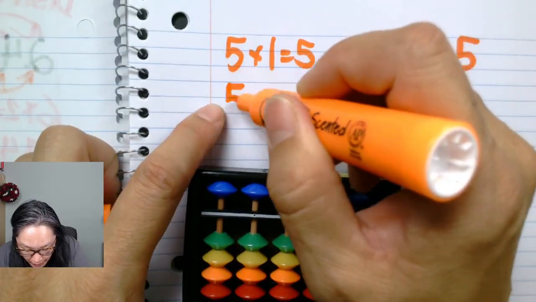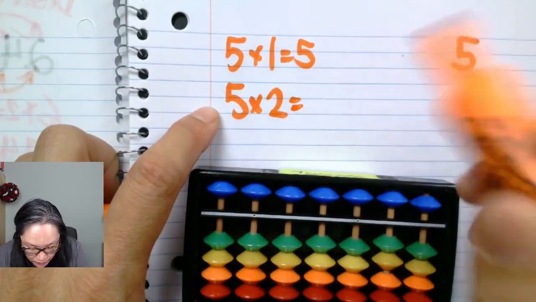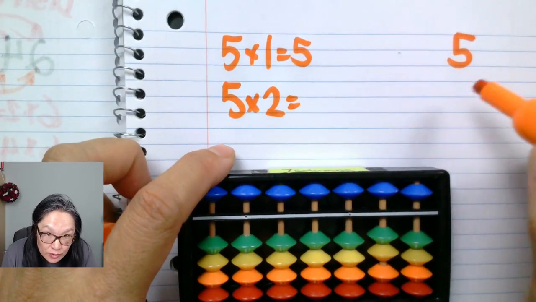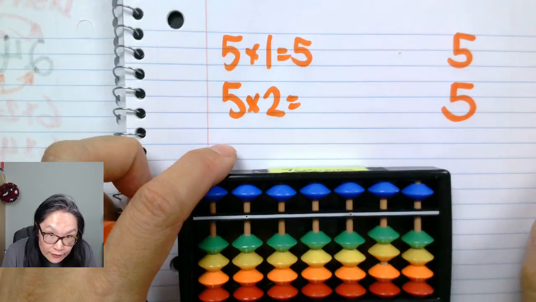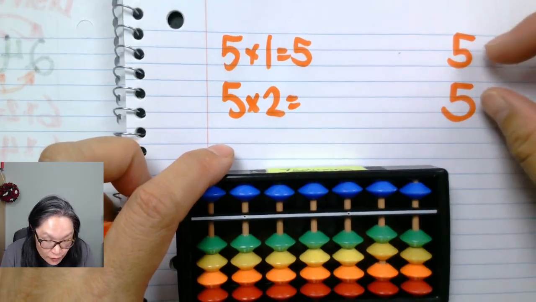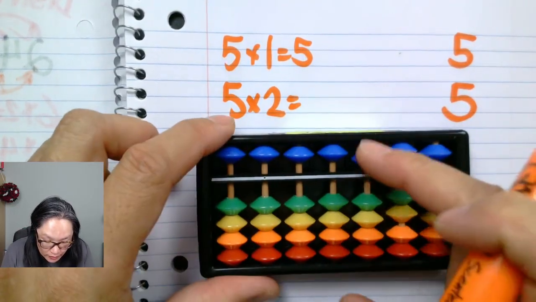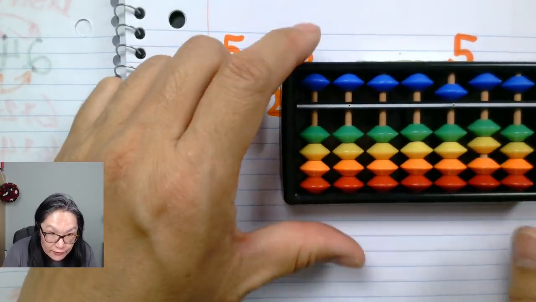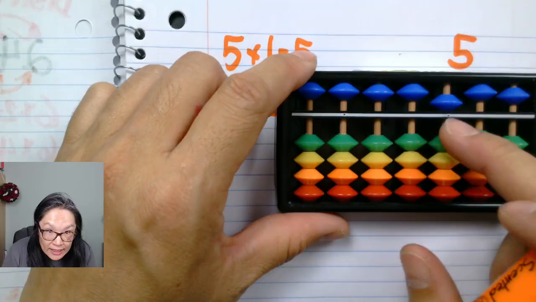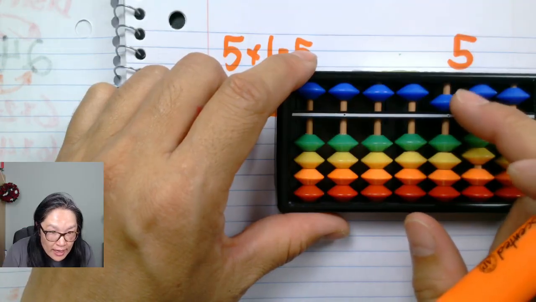So if we do 5 times 2, I have another 5. Do you see how I have 2 5s here? So what I'm going to do is add the 5, and I need to add another 5. Do you remember how to add a 5?